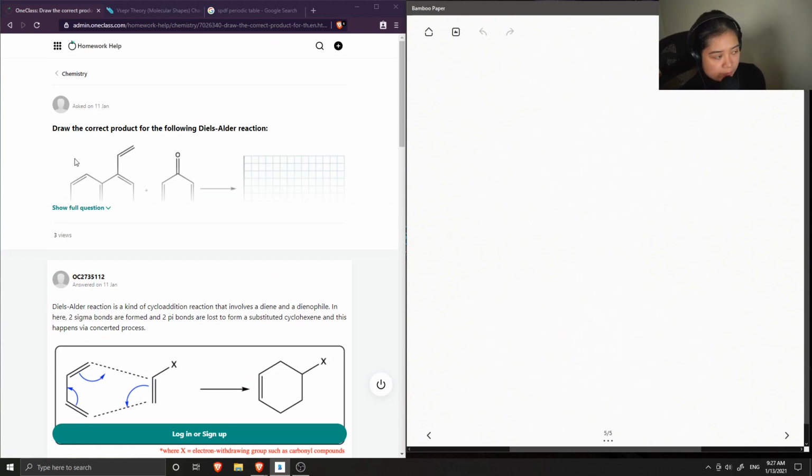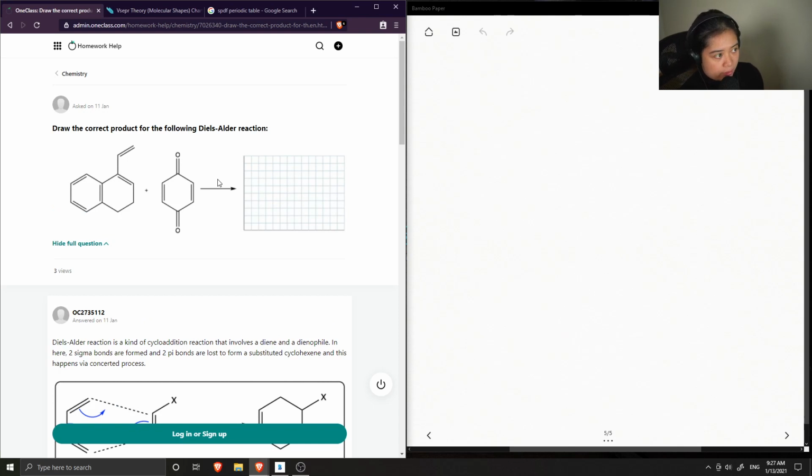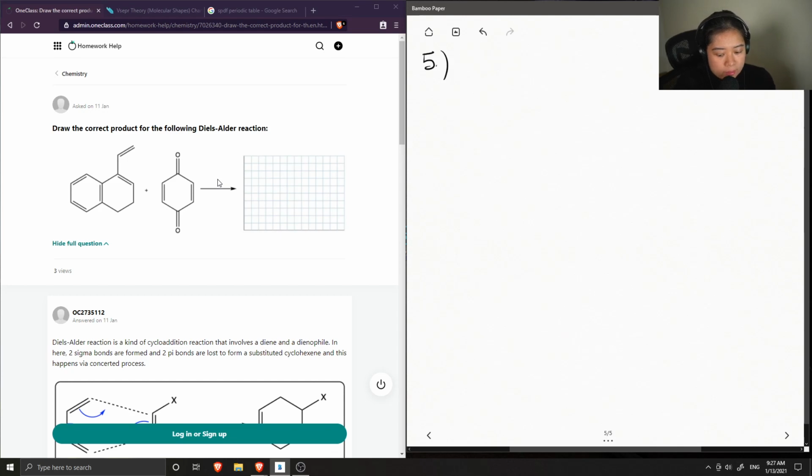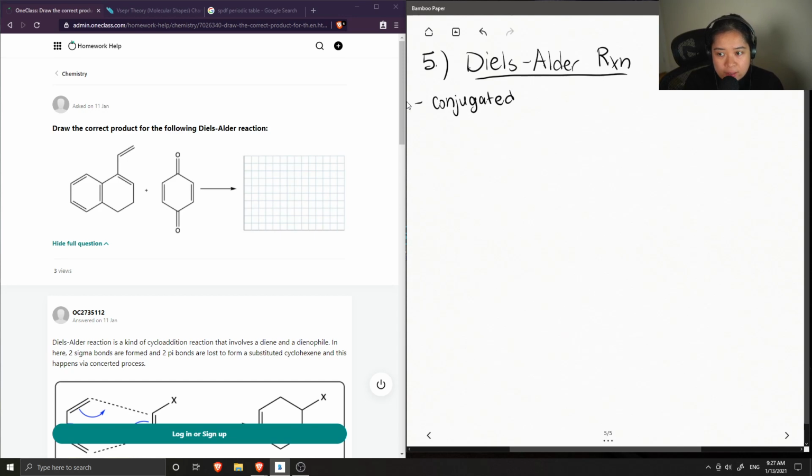Okay, so question number 5 is to draw the correct product for the following Diels-Alder reaction. Okay, so first let's go over what a Diels-Alder reaction is. This is when you have a conjugated diene. So this is just a fancy way of saying two double bonds that are a bond apart.